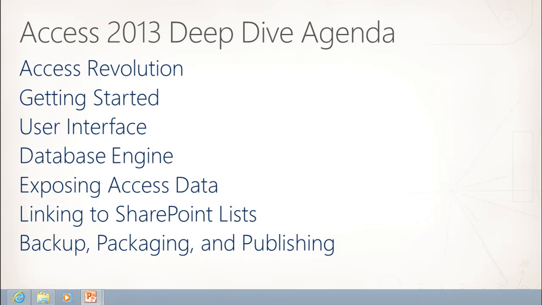Then we'll go into two of the big areas of the product, the two tiers, if you will. How you define user interface and how you work with the data. We kind of separated those out for good reasons, and I want to walk through each individually. And we'll get to some advanced topics. How do you expose Access data to external tools, such as SSMS, Excel, or the Access client itself, linking to SharePoint lists, and backup, packaging, and publishing. How do you move a database from one machine to another?